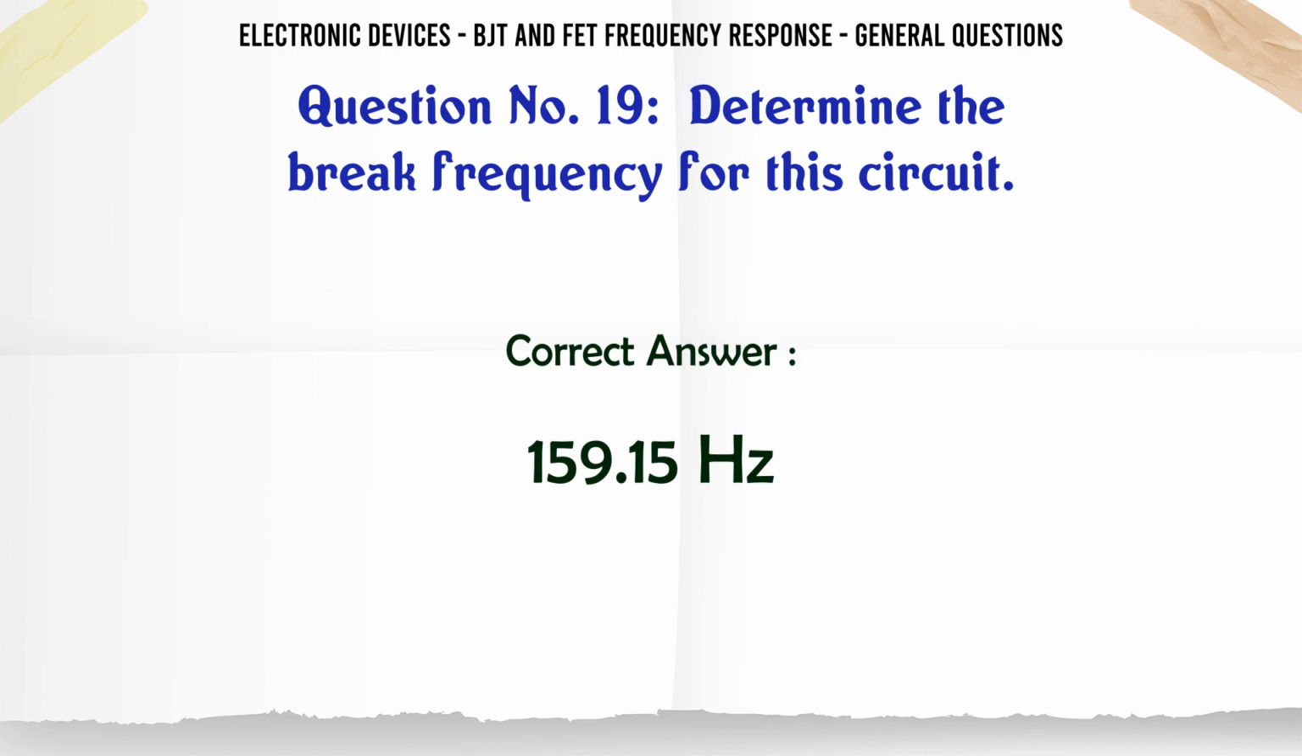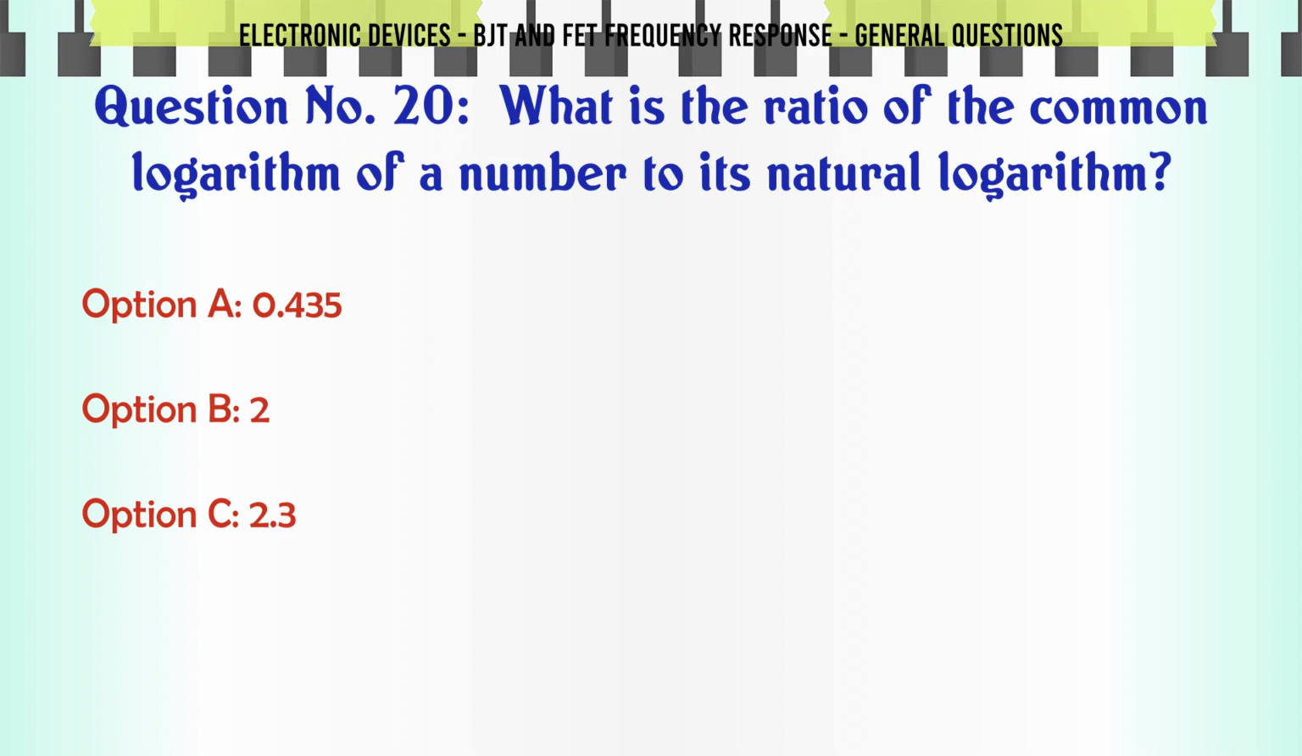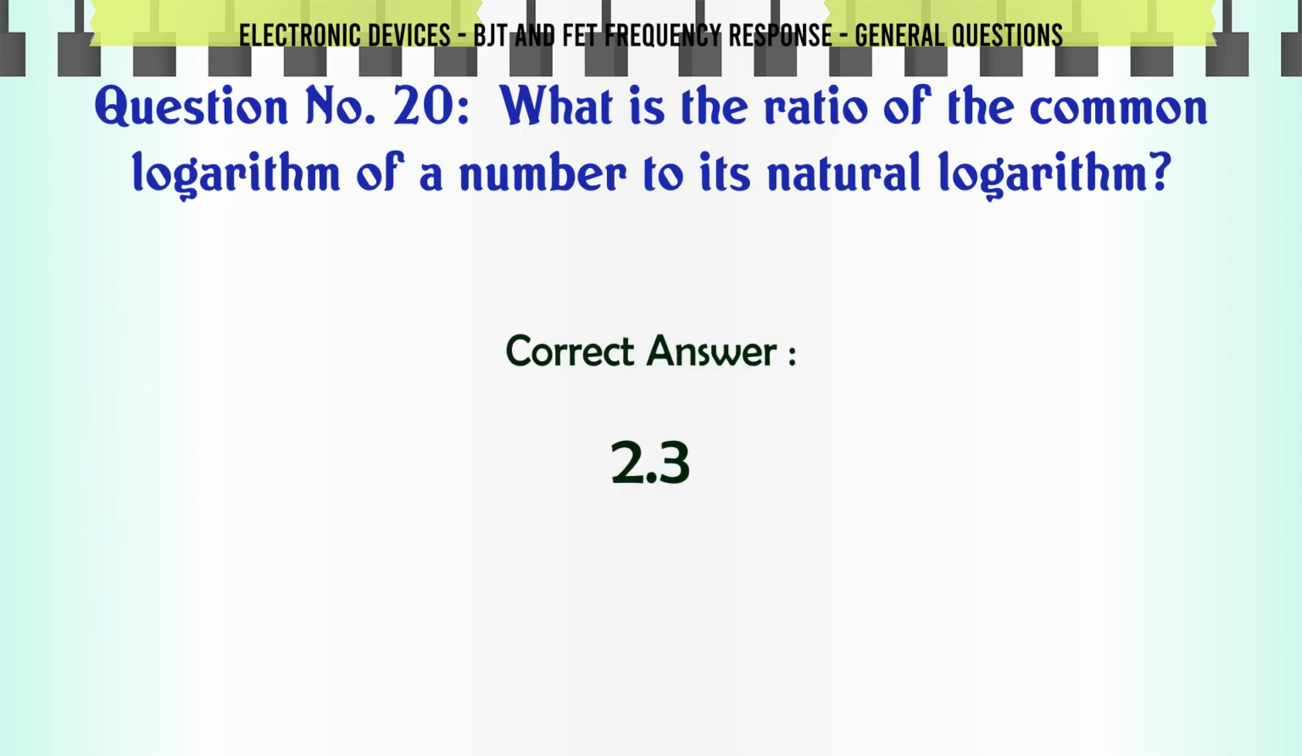What is the ratio of the common logarithm of a number to its natural logarithm? A. 0.435, B. 2, C. 2.3, D. 3.2. The correct answer is 2.3.